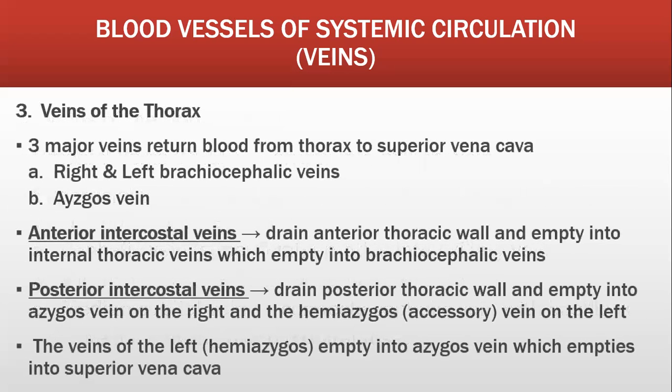So what are the veins of the thorax? There are three major veins that return blood from the thorax to the superior vena cava: the right and left brachiocephalic veins and the azygos vein.